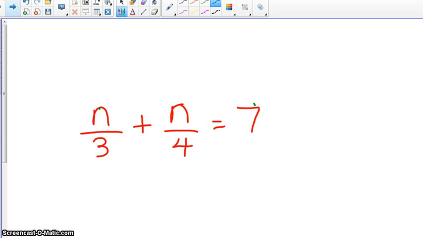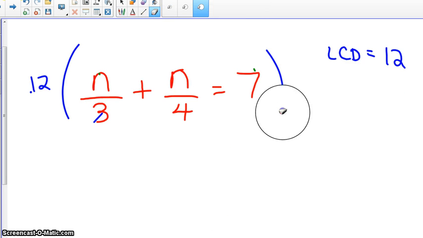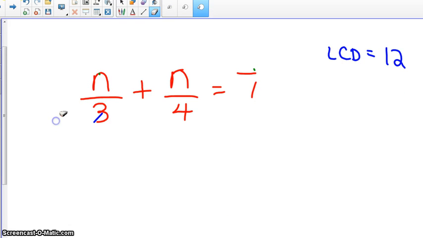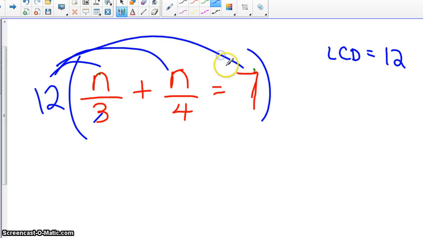Okay, here's another one. Okay, so the LCD for this problem, this is 7 over 1, so 3, 4, and 1. The LCD is going to be 12. So 12 is the LCD. We're going to write that. We're going to multiply everything by 12. Okay, we're going to do it here, here, and here.